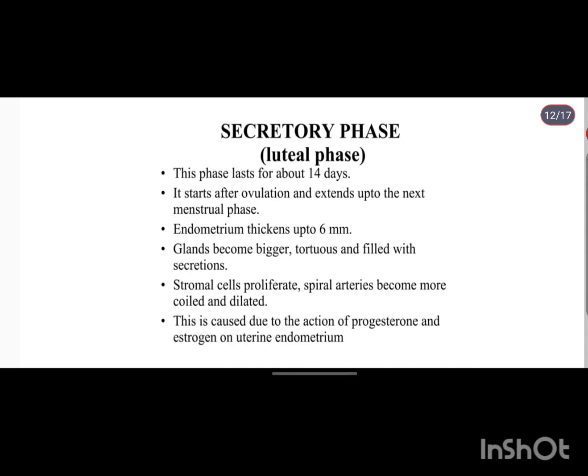The next is the secretory phase. It is the luteal phase, and it usually lasts for about 14 days. It begins after ovulation has occurred, and the glands start to become bigger and filled with secretions. Also, the stromal cells start to proliferate and become more coiled and dilated. This is mainly because of the action of progesterone and estrogen on the uterine endometrium.